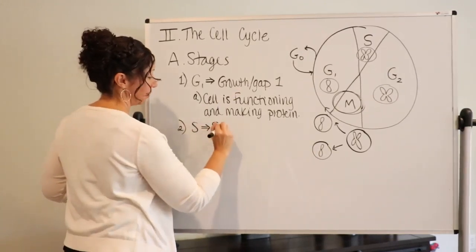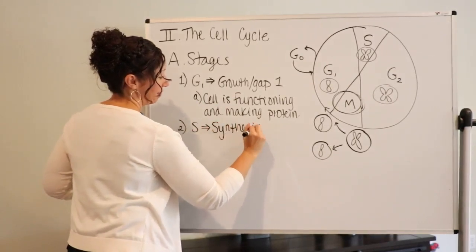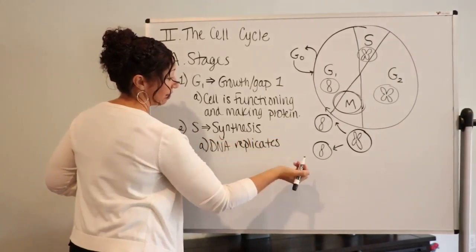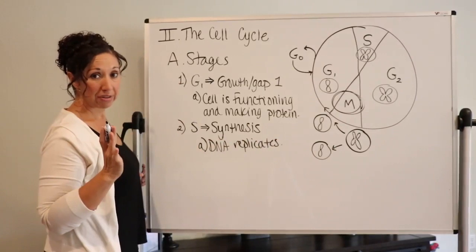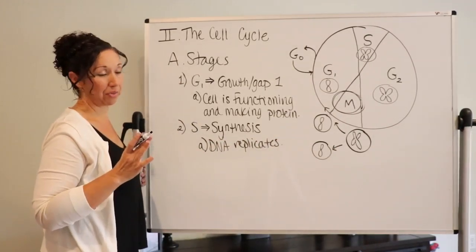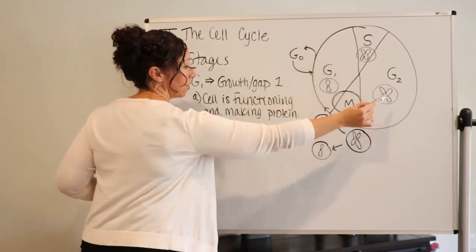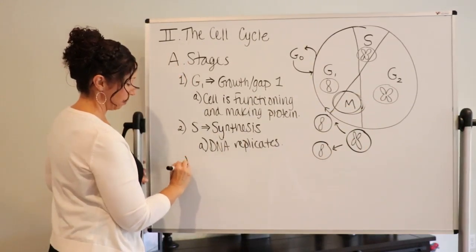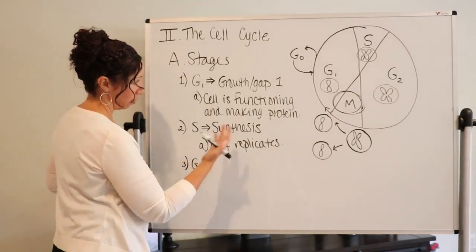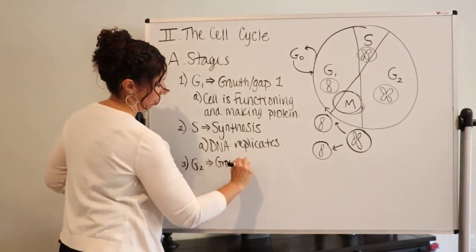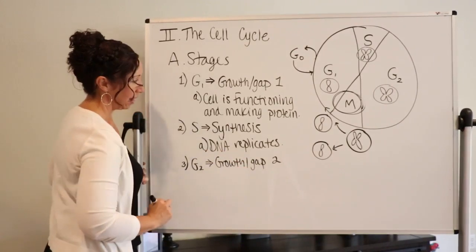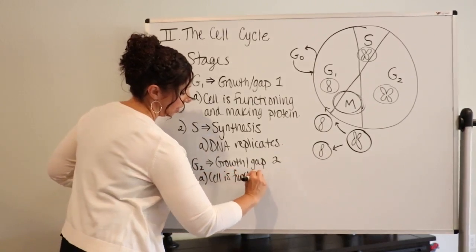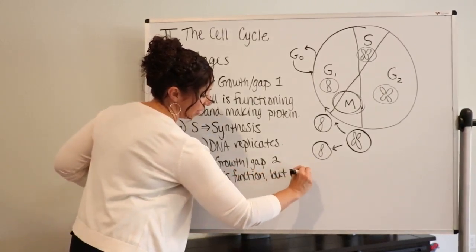So S phase is synthesis phase. It's synthesis, and this is when DNA replicates and gets copied. So you go from one chromatid for each chromosome to sister chromatid chromosomes. You still have 46. So it's 46, 46, 46, and this is all 46. The number hasn't changed here in mitosis. And then for number 3, you got G2. And this would be your second growth or gap. The cell is also functioning, but preparing for mitosis at the same time.